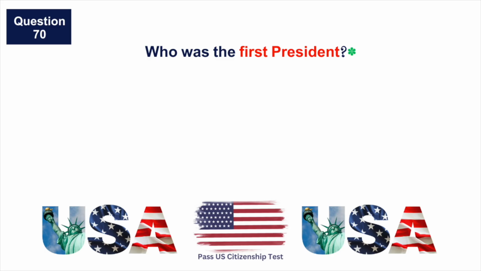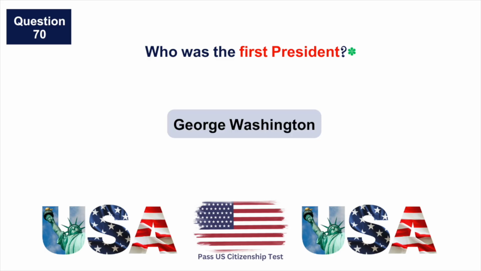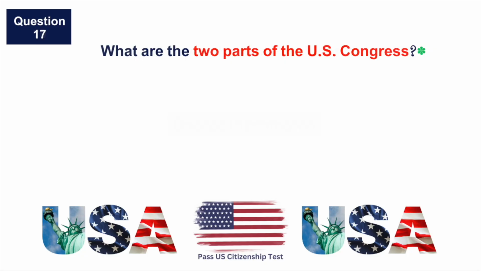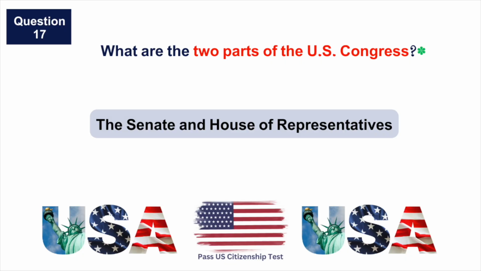Who was the first president? George Washington. What are the two parts of the U.S. Congress? The Senate and House of Representatives.